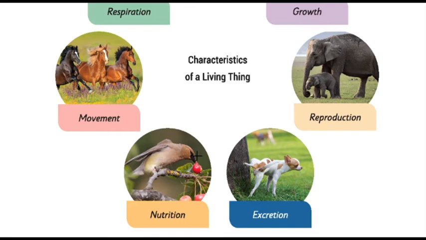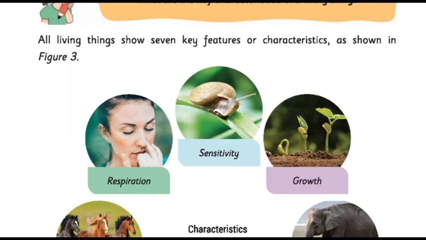Then another one is excretion. Our body has many waste products. We excrete the waste products by sweating, urinating, and so on. This is called excretion. So these are the seven important characters of a living thing: respiration, sensitivity, growth, movement, reproduction, nutrition, and excretion.